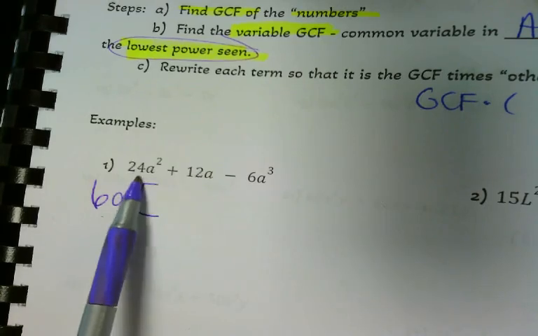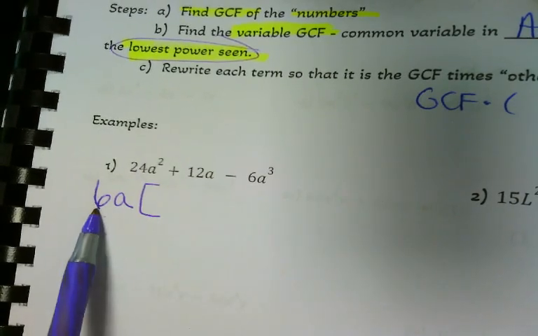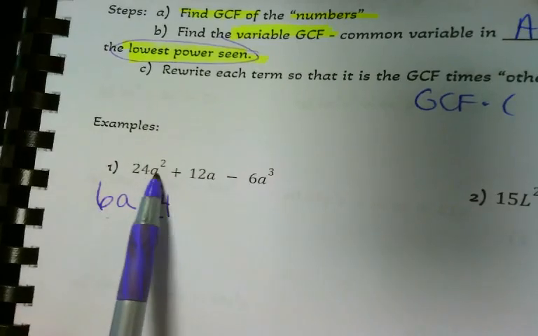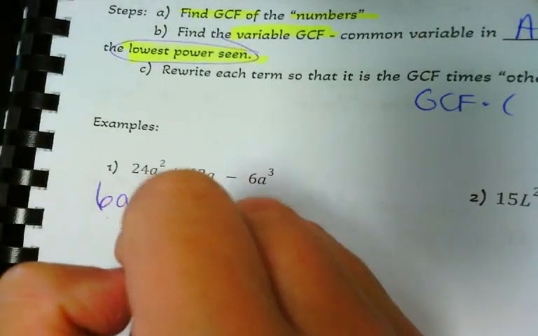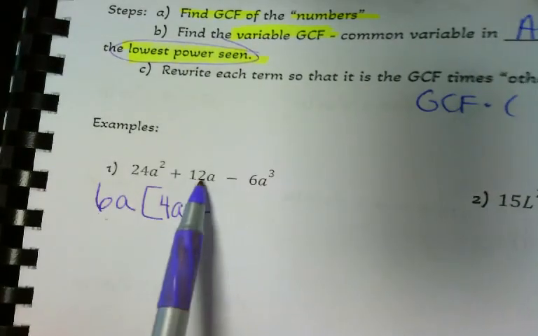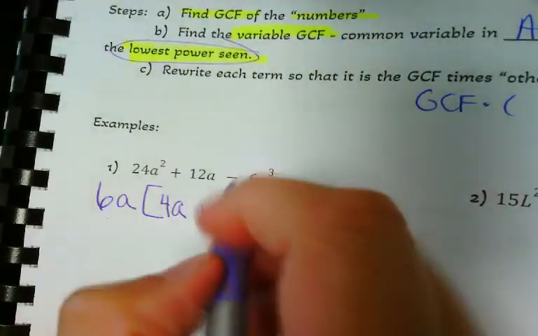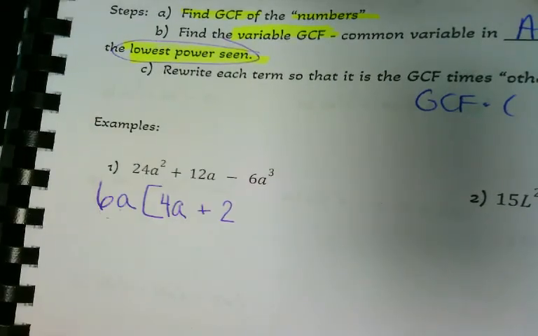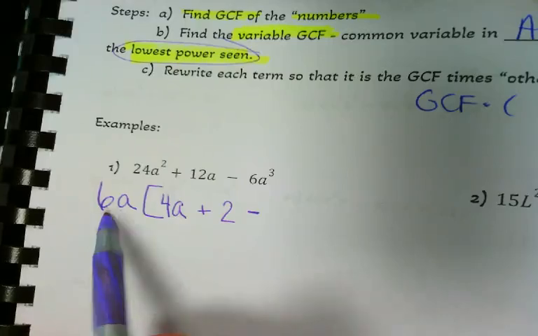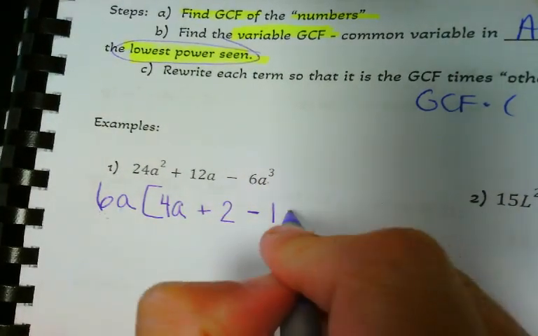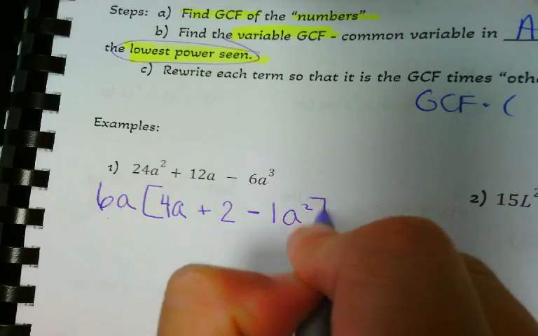And then you're just undoing it. So 24 divided by 6 leaves me with 4. If I had a squared and I took out an a, I'm left with just an a. Then I have a plus sign. 12 divided by 6 is 2. A divided by a just ends up canceling out. Then I have a minus. 6 divided by 6 is just 1. I had a cubed. I took out an a. Therefore, I'm left with a squared.